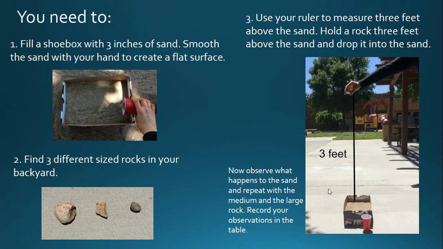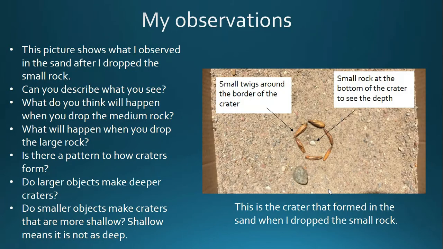As you are doing this, make sure that you have your observations table with you, because in this table you need to be recording what you are observing. So first try it with the small rock, and then repeat the same procedure with the medium and then with the large rock. Observe what happens and record it in your observations table.